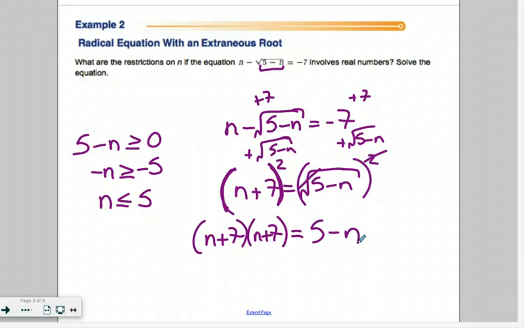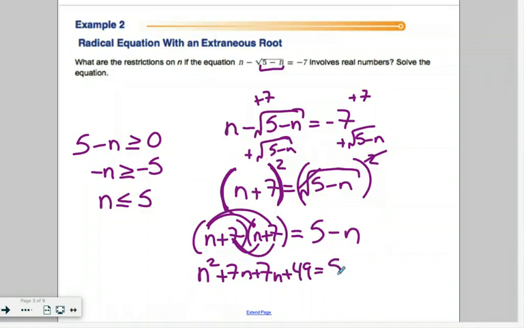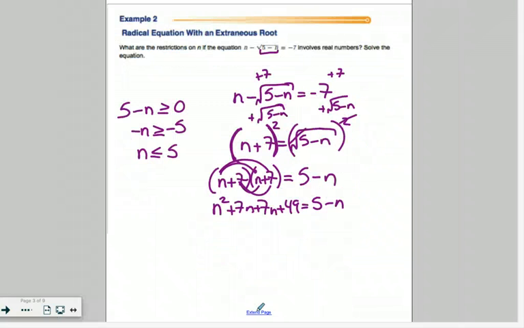So what you end up getting here is a quadratic, because you're going to have to expand this out, and it'll be n times n, which is n squared, n times 7, which is a positive 7n, 7 times n, which is another positive 7n, 7 times 7, which is a positive 49, and it equals 5 minus n.